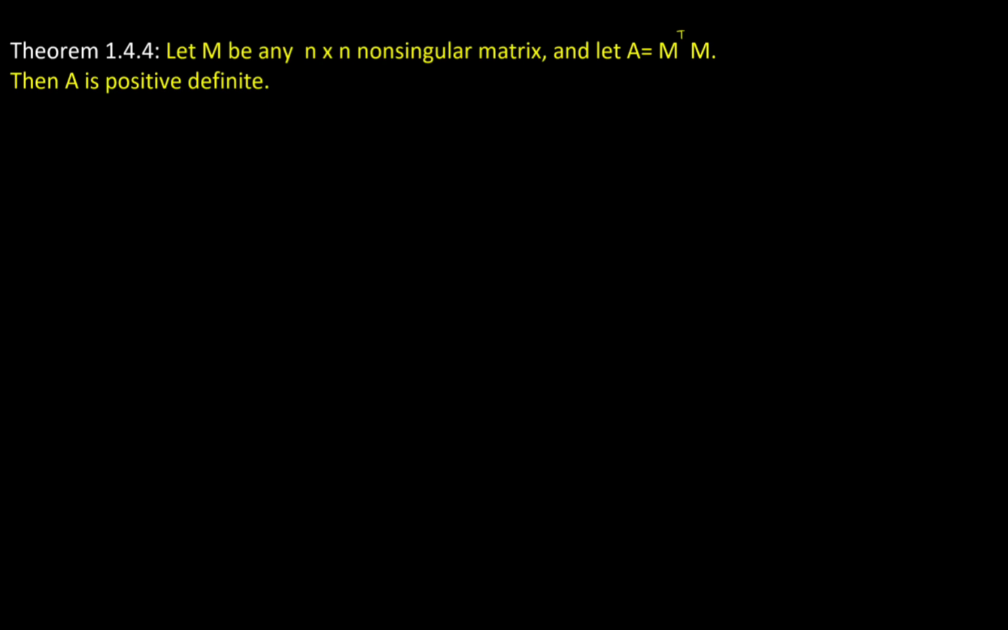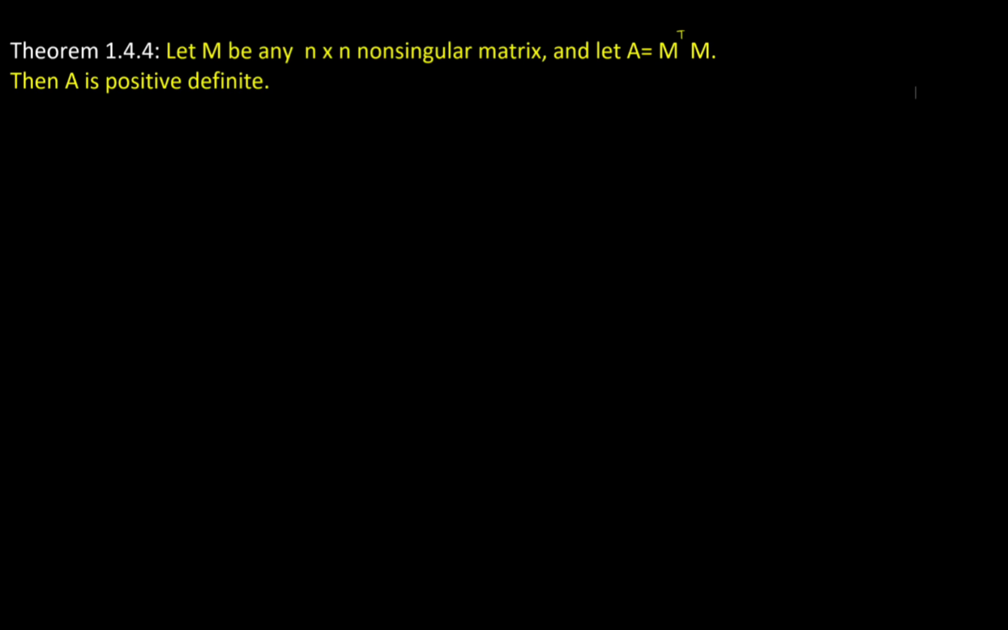So it says, let M be any non-singular matrix. Again, it's n by n, so it has to be square. And let A equal that same matrix transpose times M. Now, if that's true, then according to this theorem, A has to be positive definite. We're going to prove this directly.